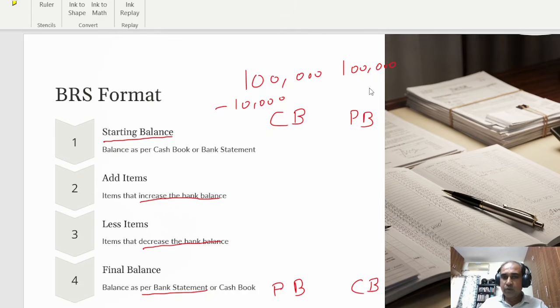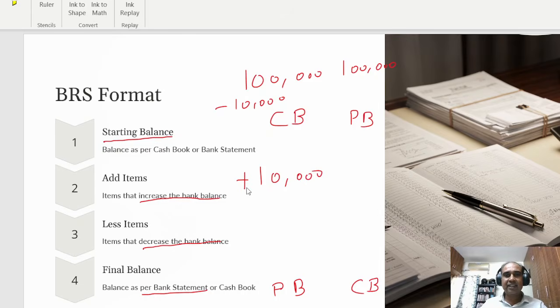So what I shall do to this transaction, to this activity? Now, my starting point is cash book, which is 90,000. I have reduced my cash book, but the entry is not recorded in the passbook. So what I have to do? I have to add this 10,000 rupees.